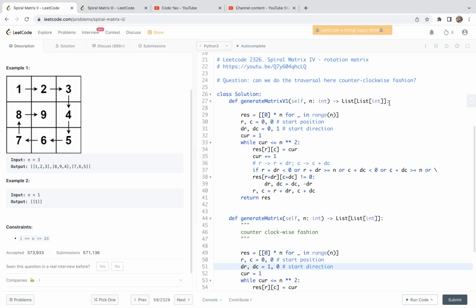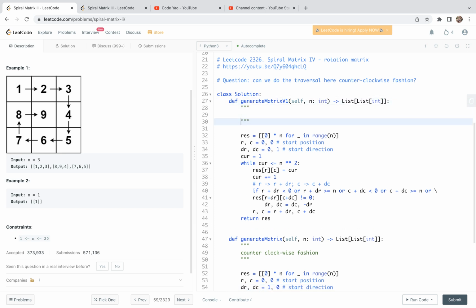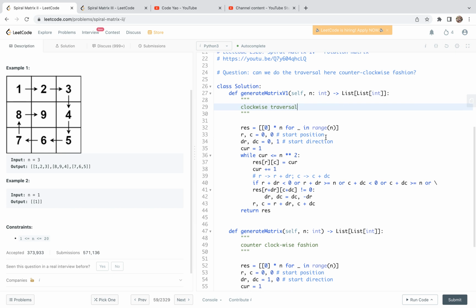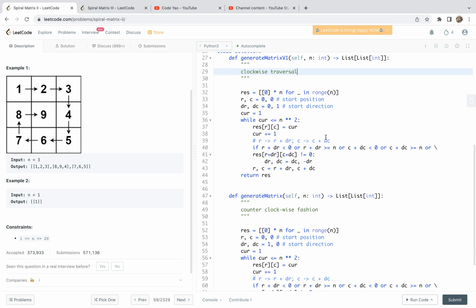So the solution to this problem here is clockwise traversal. With that said, we solved this problem, and also we extended it to do a traversal in a counterclockwise spiral fashion. I guess that's all about it.